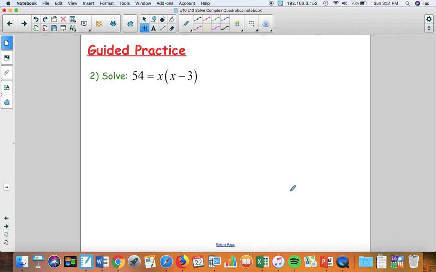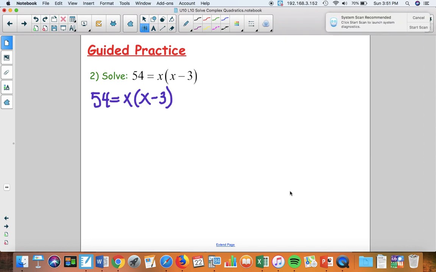All right, let's see another one here. Here we have 54 equals x times x minus 3. So again, we have to first simplify what we have here. We can distribute that x to the x minus 3. So let's start by doing that. When we distribute the x, we get x squared minus 3x, and that's equal to 54.